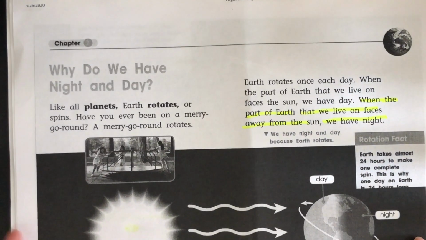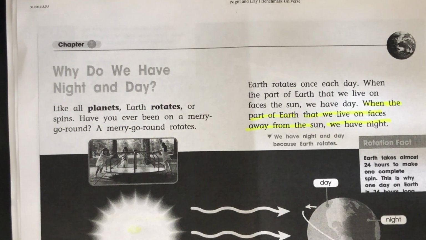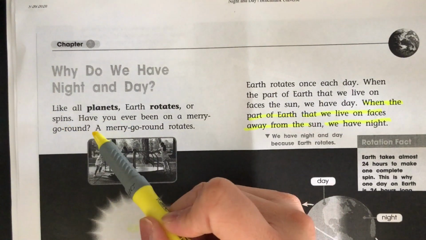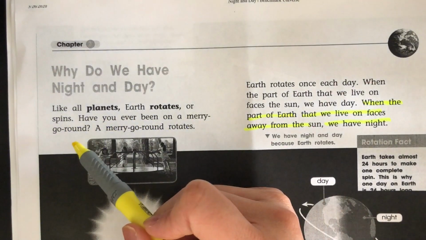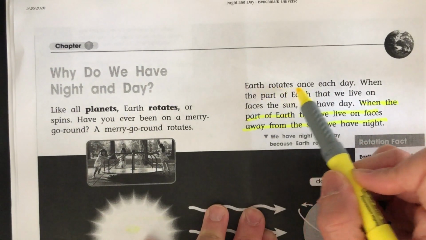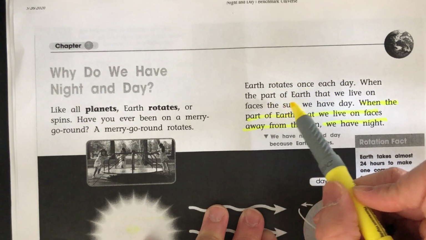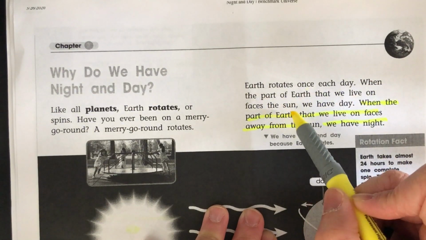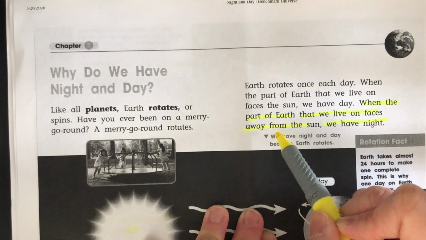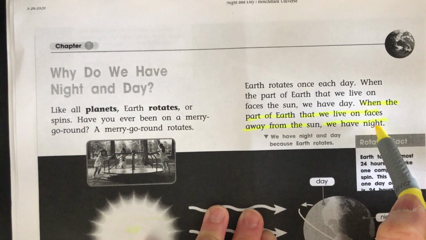Okay. Let's turn the page. Chapter 3. Why do we have night and day? Like all planets, Earth rotates or spins. Have you ever been on a merry-go-round? A merry-go-round rotates. Earth rotates once each day. When that part of Earth that we live on faces the sun, we have day. When the part of the Earth that we live on faces away from the sun, we have night.